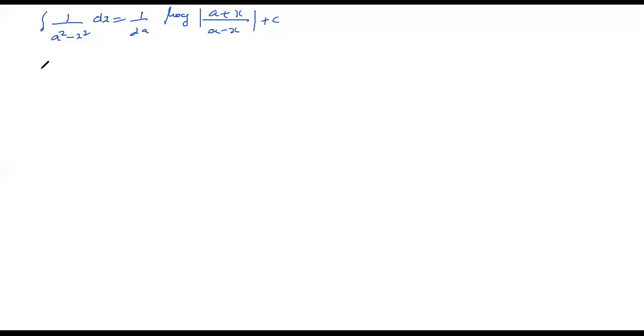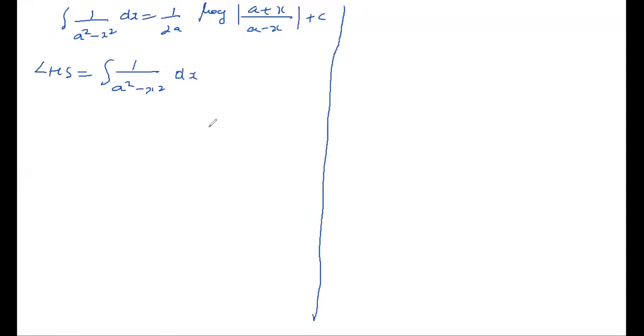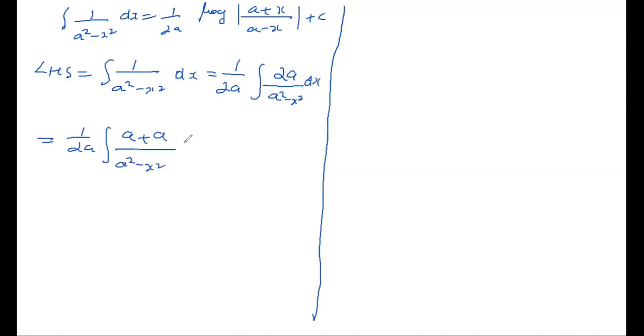Now, what I'm doing? I'm taking LHS. LHS is equal to integration of 1 by a square minus x square dx. Now what I'm doing here, LHS multiply and divide by 2a, write it as a statement, not a problem. I'm doing 2a divided by a square minus x square dx. The 2a I'm writing as 1 by 2a, and 2a I'm writing as a plus a divided by a square minus x square dx.